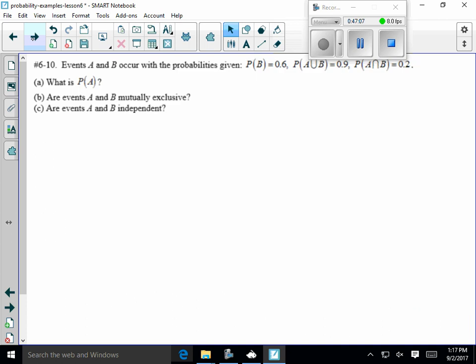Okay, let's keep going. Number 10, the events A and B occur with the probabilities given. What is the probability of A? Are the events A and B mutually exclusive? Are the events A and B independent? So go ahead and pause this and give this a try.